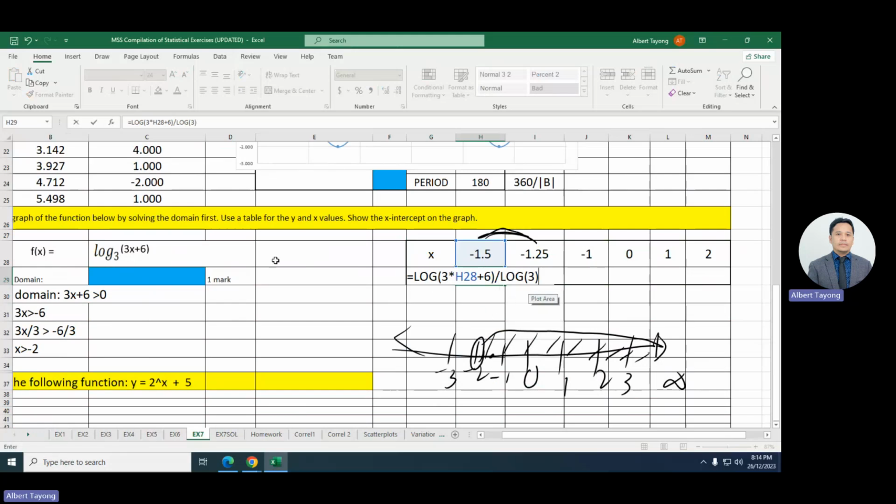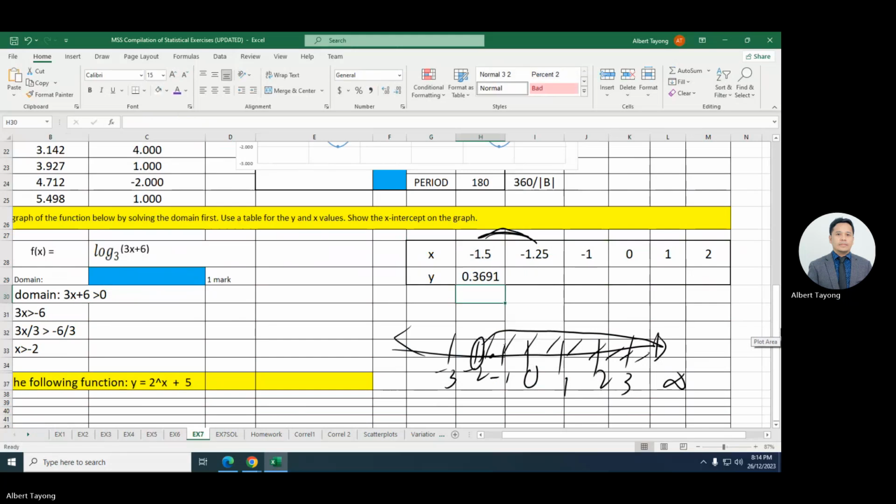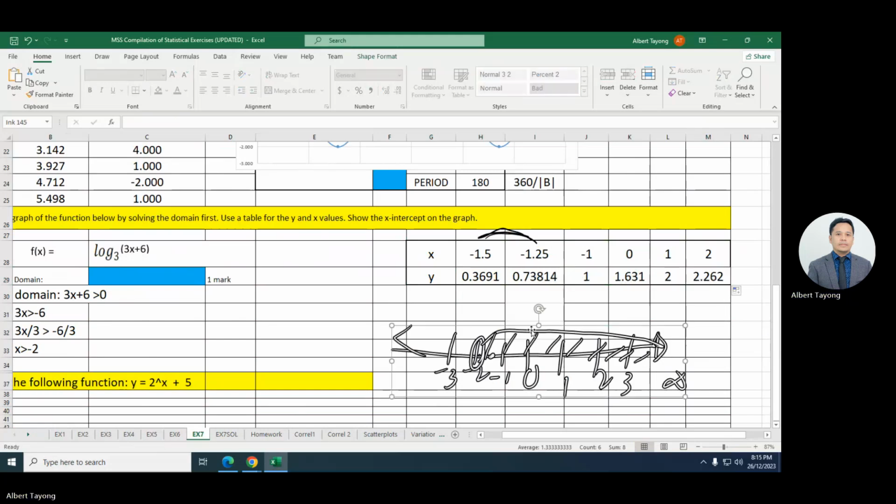So log, open 3 times x. This is our first x. Plus 6, close, divide log of 3, because our base is 3. So what's the answer? Drag it to the right.